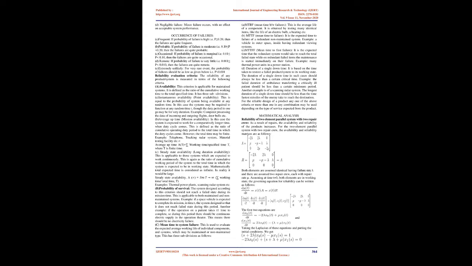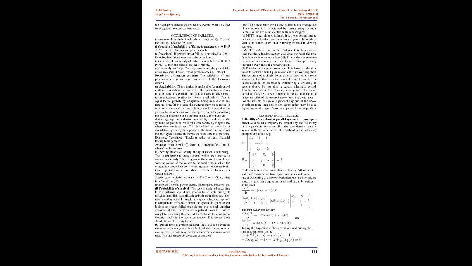It has three subdivisions. A. Instantaneous availability, or point availability. This is equal to the probability of the system being available at any random time. In this case, the system may be required to function at any random time t, though the duty period in one go may be of very short duration. Example: computer processing the data of incoming and outgoing flights, doorbells, etc.